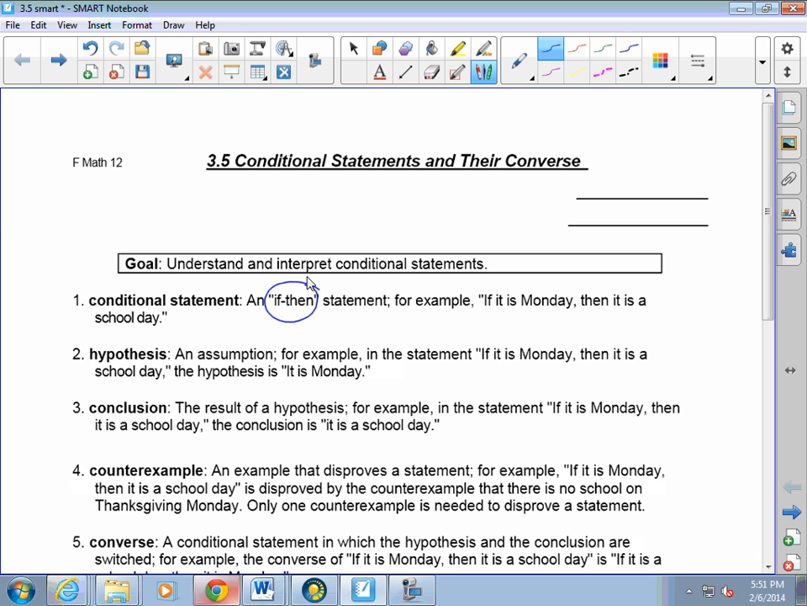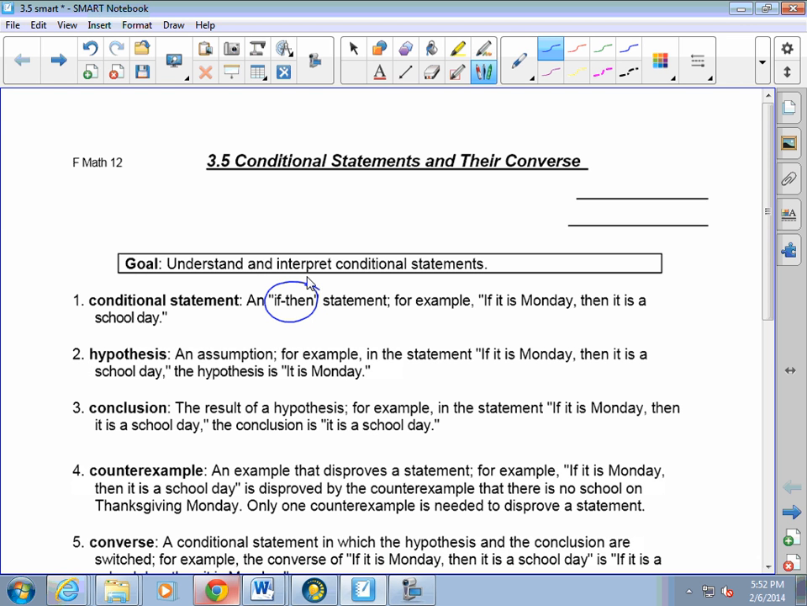A hypothesis, then, is nothing new for you. You've done hypotheses all the way along in school. An assumption, for example, in the statement, if it is Monday, then it is a school day, the hypothesis is, it is Monday. A hypothesis you can look at as an assumption, a hunch, or a guess. And we'll do a little bit more with those. I was going to give you some more examples, but we'll do that later.